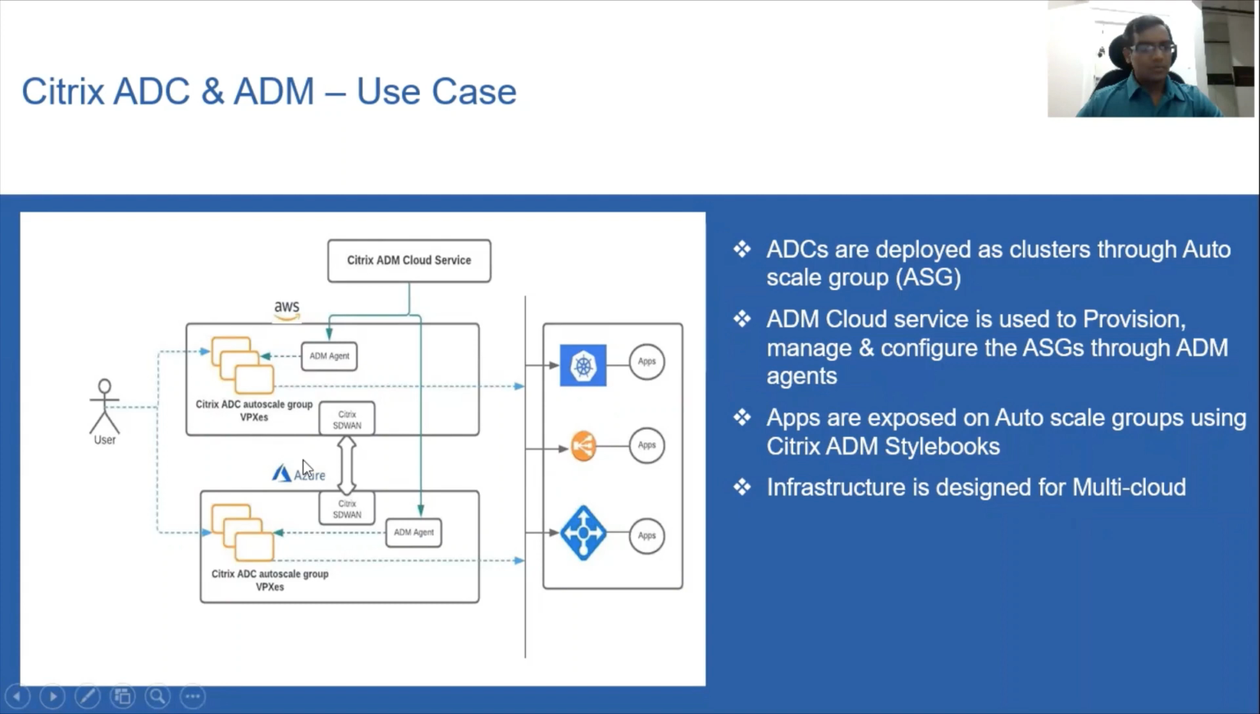The apps are exposed on Citrix ADCs, which act as a layer 7 ingress, and the app exposure is again through the Citrix ADM Cloud Service StyleBooks. So all of the above that we discussed is through code, and there is no manual intervention in this infrastructure.